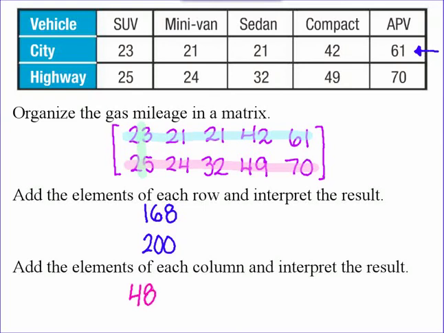What does column 2 total? 45. What does column 3 total? 53. Okay. 91. 131. So once again, what does this mean? This means the combination of the SUV would be 48. The combination of the minivan in both city and highway would be 45. The combination of the sedan in city and highway would be 53. Okay, so do you see where that comes from?